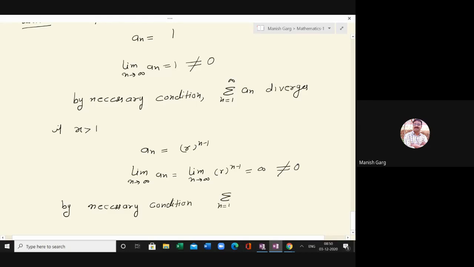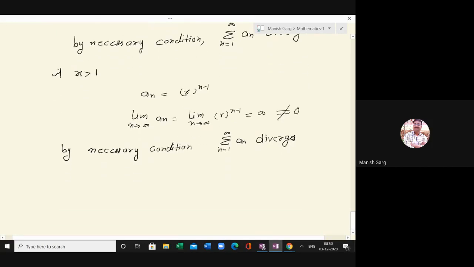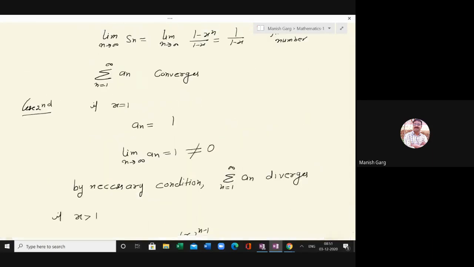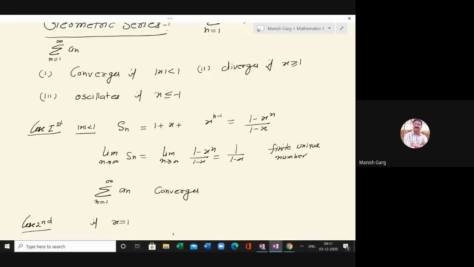The series summation n equals 1 to infinity of an diverges. The two cases I have done. Now the third case. Let us see what case three is: it oscillates if x is less than or equal to -1.